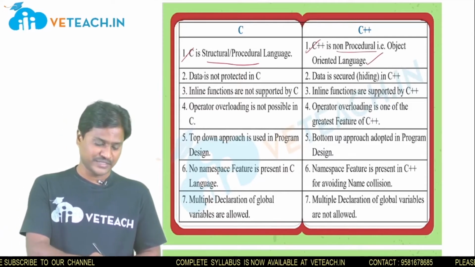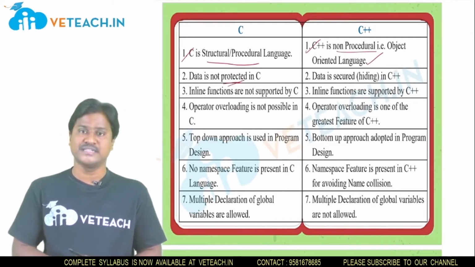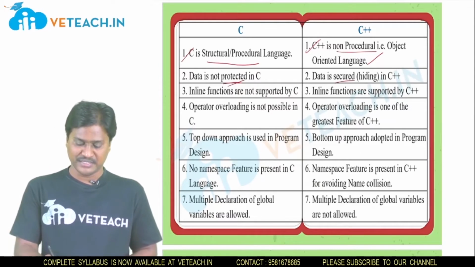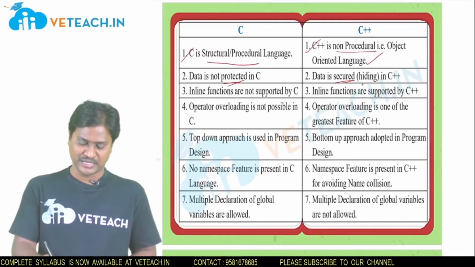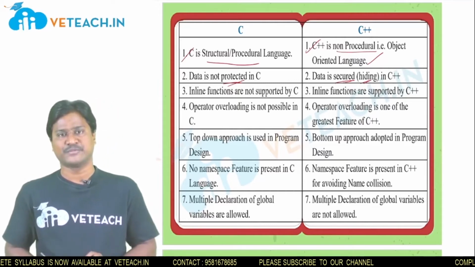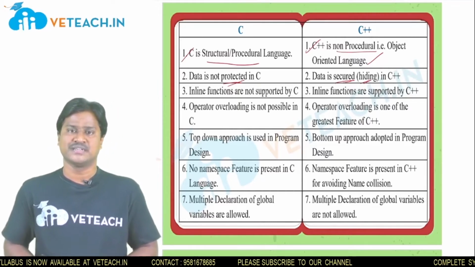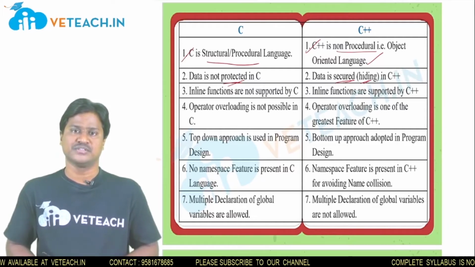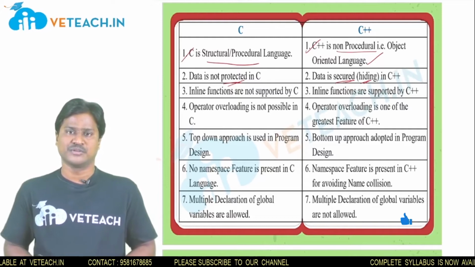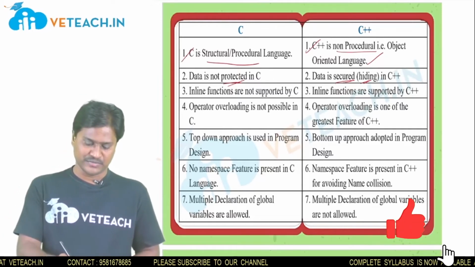The second one is that data is not protected in C, whereas in C++ we can provide data security with the concept called hiding, nothing but abstraction, applied to the data as well as the code, or the operations applied on the data of the program or solution. So this is one of the differences.